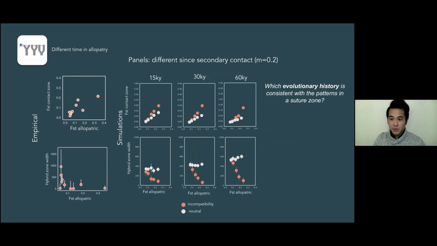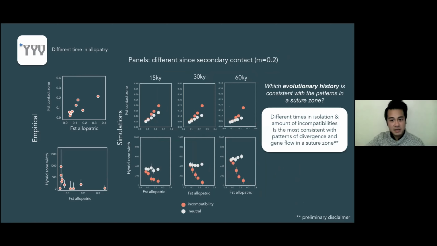And so which evolutionary history is consistent with the patterns in the suture zone? At least with the comparisons that I've done so far, I would say it's different times in isolation, and the amount of incompatibilities is the most consistent with the patterns that we see. Like I said, this is quite preliminary, so I'd really appreciate some feedback on this.